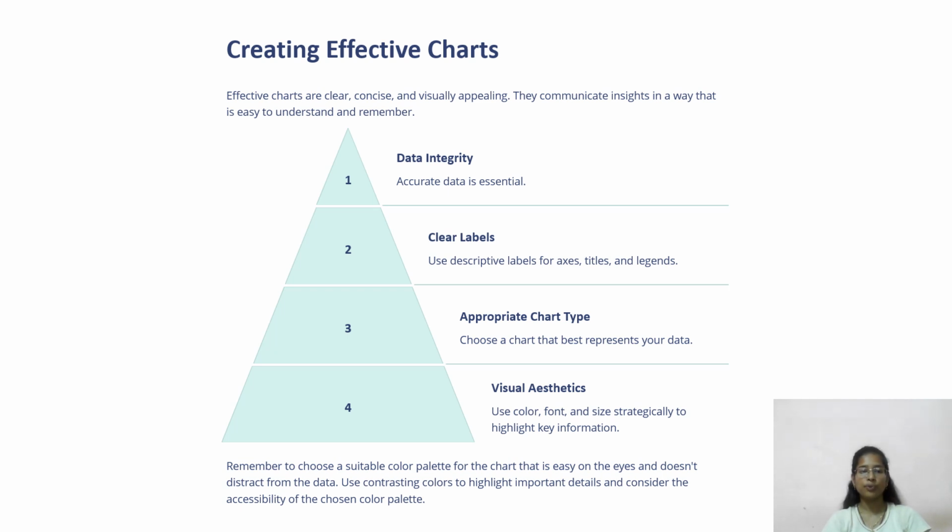The next is appropriate chart type. Choosing the appropriate chart type ensures effective data visualization by matching the chart to the data and the message that you want to convey. This enhances understanding and communication of the information to the audience. And the last is visual aesthetics. Visual aesthetics in charts involves using design elements like colors, fonts and spacing to make the chart appealing and easy to read. Good aesthetics enhance comprehension and retain the audience's attention.